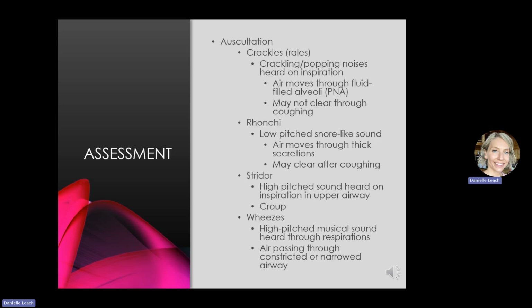These sounds usually don't clear after coughing. So even if the child coughs and we listen to them again, we're still going to hear the crackles.